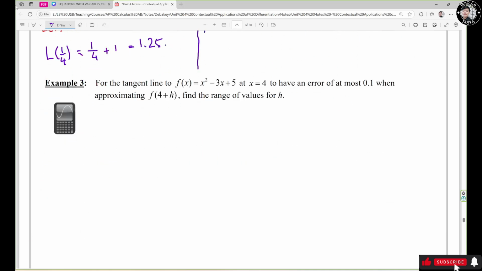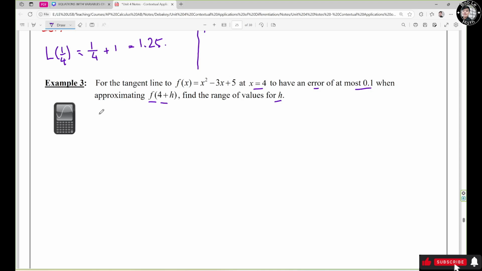Now let's move on to example number 3. For the tangent line to the graph f of s equals s squared minus 3s plus 5 at s equals 4 to have an error of at most 0.1 when approximating f of 4 plus h, find the range of values for h. Again, you need to write the equation of the tangent line first, right?